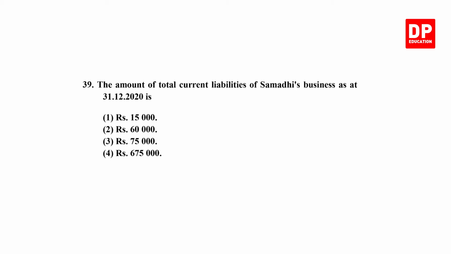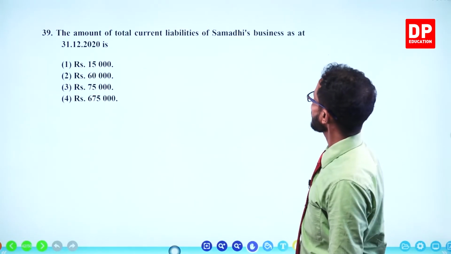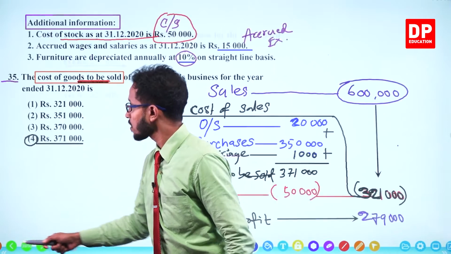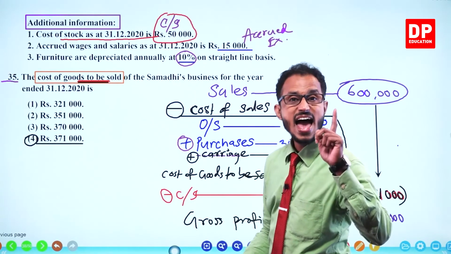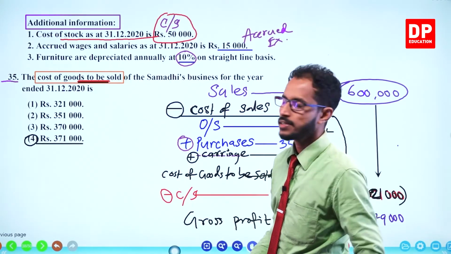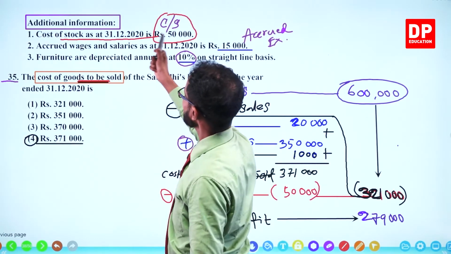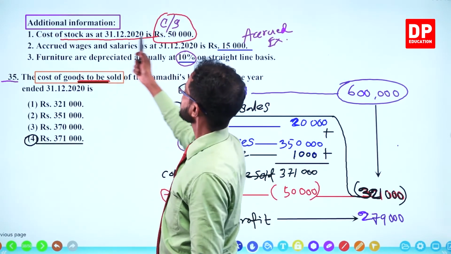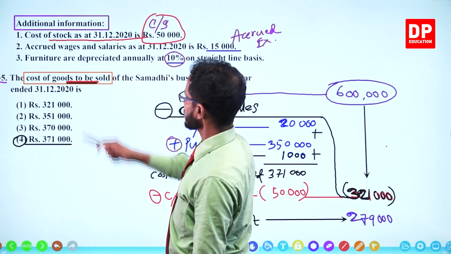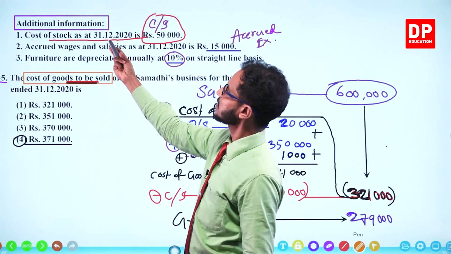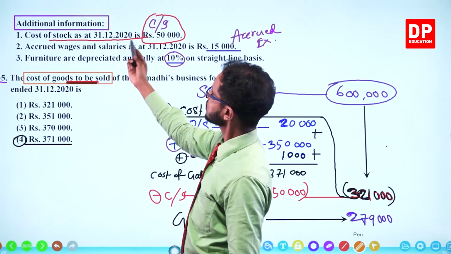The one before the last question. The amount of total current liabilities of Samadhi's business. Okay. Let's go and check the current liabilities. First of all, additional information you have to check. Closing stock. Is it a current liability? No, it's a current asset. Closing stock is a current asset.